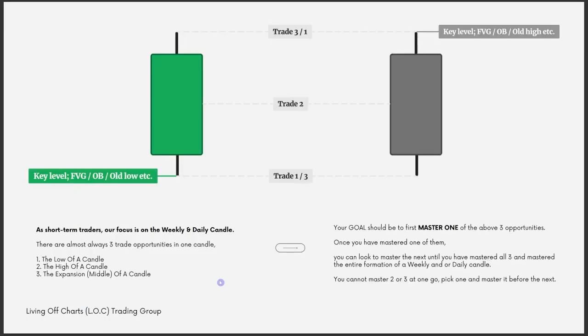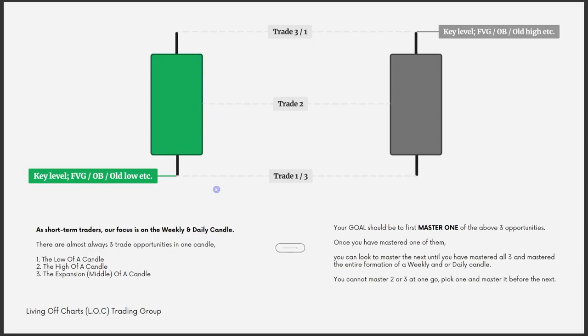Over here we've got a nice depiction of a candlestick, right? And as short-term traders, our focus is on the weekly and the daily candle. There are almost always three trade opportunities in one candle. We've got the low of the candle over here, we've got the high of the candle, and then the entire expansion which is within this candle. That's the third trade opportunity.